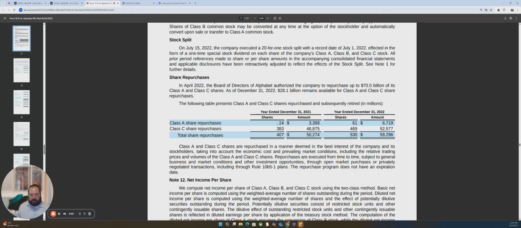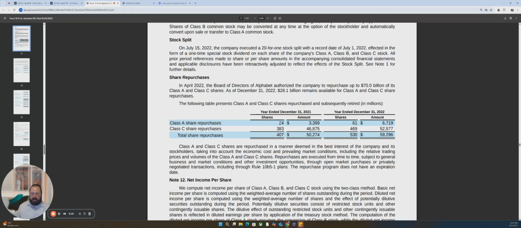Class A repurchases was 24 million, while Class C was 383 million. The difference here is tremendous. If you just do the math on this, we're talking about 16 times the amount. So Class C was repurchased 16 times more than Class A.